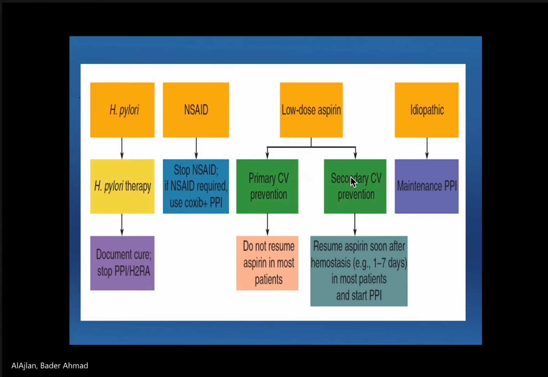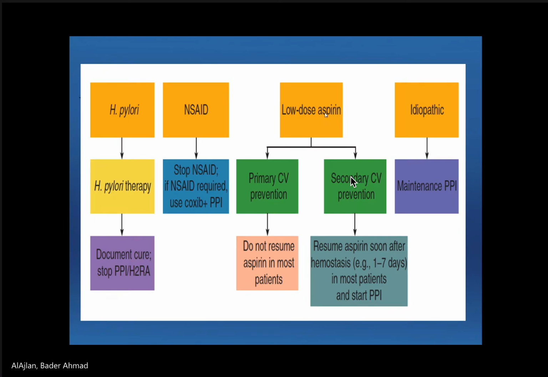So I will show you the pictures of how we prevent bleeding from happening again. We need to know the cause of these ulcers or this bleeding. If H. pylori is causing these ulcers, then we treat the H. pylori. After we document the cure, then we stop the PPI. If the patient is taking NSAIDs, then we recommend to stop NSAIDs, or if they require it for long term, then we need to add PPI and try to use selective COX-2 inhibitors.